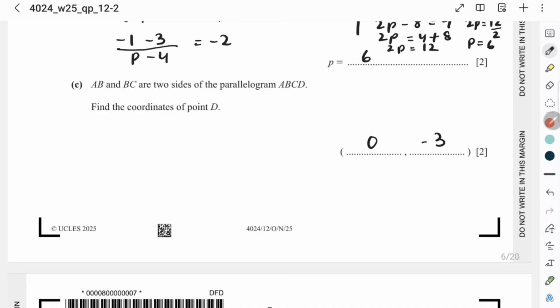And you have found it with the help of the drawing, or otherwise you can also find it with the midpoint method, that midpoint of the diagonals are equal, midpoint of AC and BD are equal. When you do it, you will get the same answer.